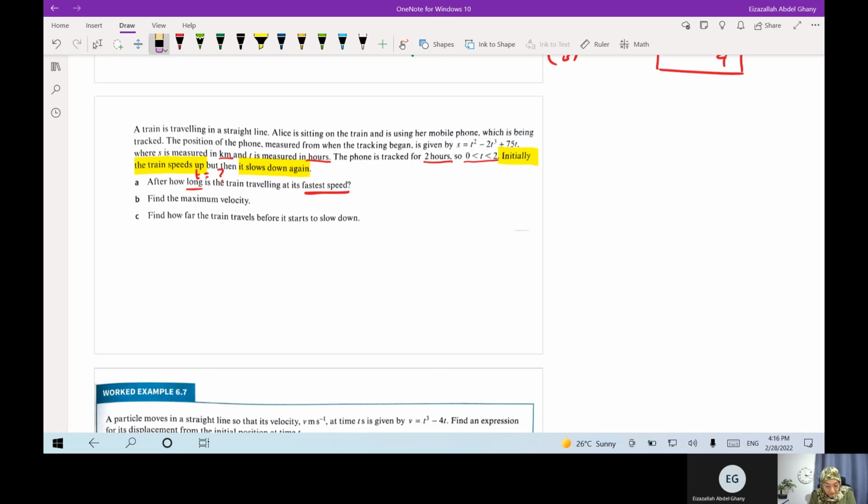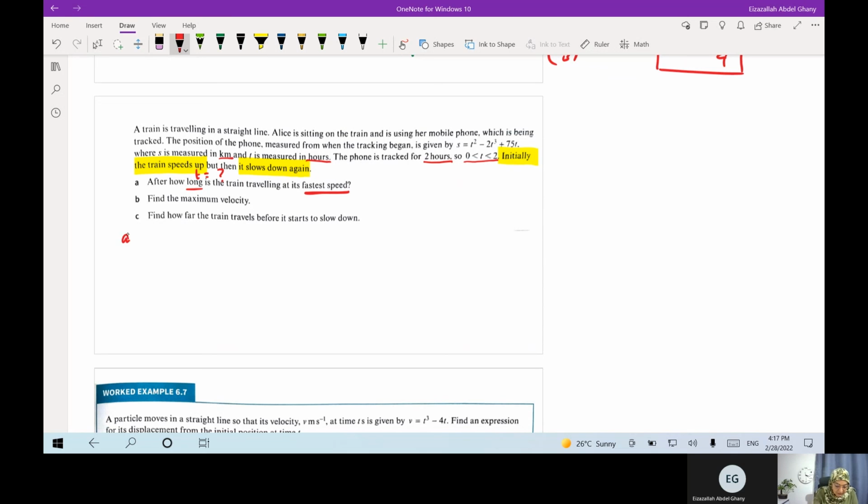After how long? It means the time is wanted. After how long is the train traveling at its fastest speed? There is a keyword. The keywords for differentiation are maximum value, minimum value, like fastest speed, the extreme, minimum point, maximum point, turning point, stationary point. All this means the first derivative equals 0. The first derivative of what? I have to write it here.